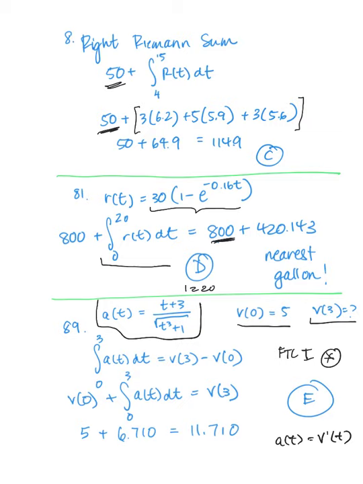Sliding that v of 0 over to the opposite side of the equation. v of 0 we know is 5. Using our calculator to find the area underneath the curve from 0 to 3 underneath this a of t that was given, we get 6.710, and we add that and we get 11.710, or choice E.